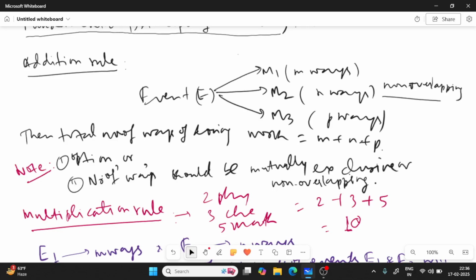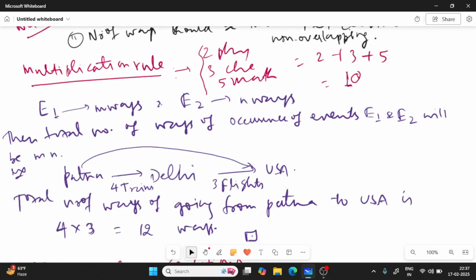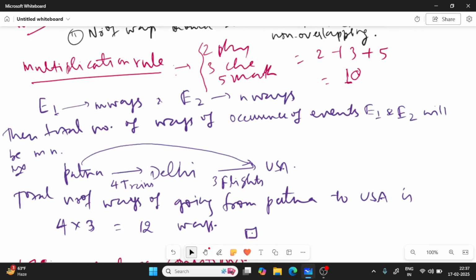Okay. So this is the addition rule. Now we'll talk about the multiplication rule. Suppose there are two events, E1 and E2. Then the total number of ways of occurrence of events E1 and E2 would be M into N. Like you can assume that suppose you have to go from Patna to USA via Delhi. So if there are four trains available and three flights are available, then someone asks you to find the number of ways of going from Patna to USA.